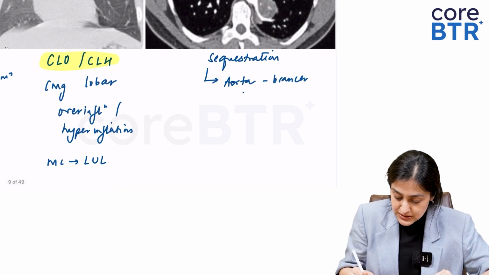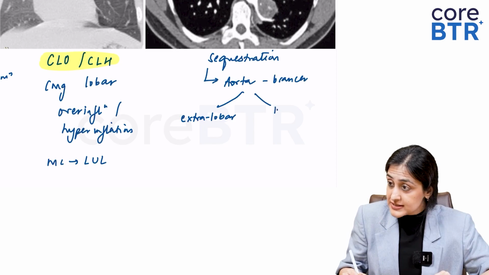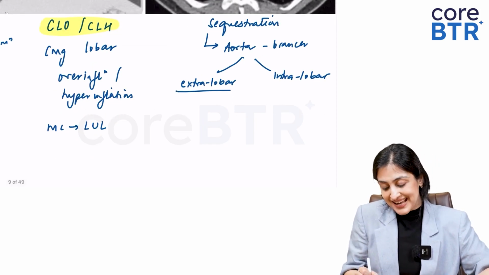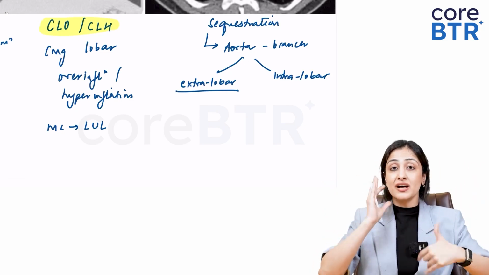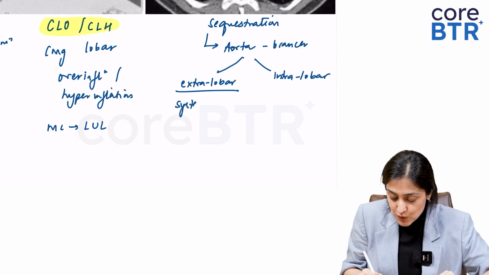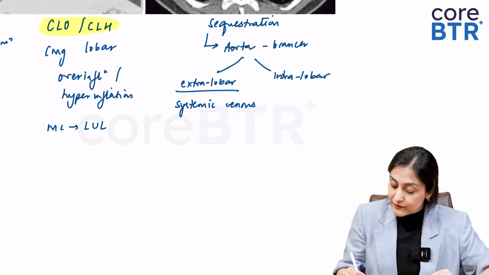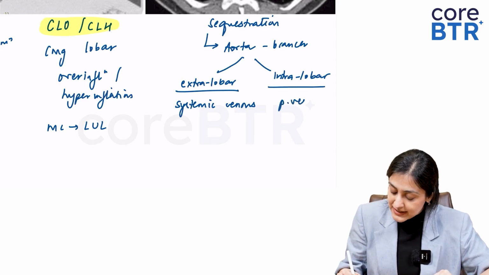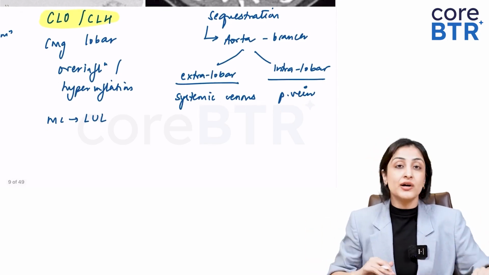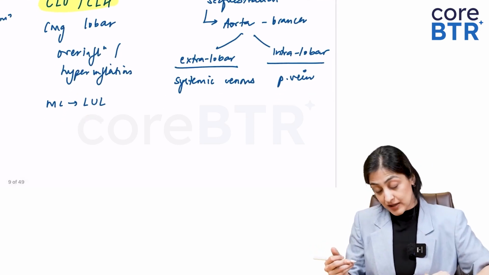This is of two types. One is extralobar sequestration and one is intralobar sequestration. As the name suggests, extralobar is somebody else's, meaning here the venous supply is also systemic. The venous drainage is also into the IVC, whereas in intralobar, at least that is pulmonary veins. Alright, so sequestration means systemic aortic supply. Venous, if it is pulmonary, it's intralobar.